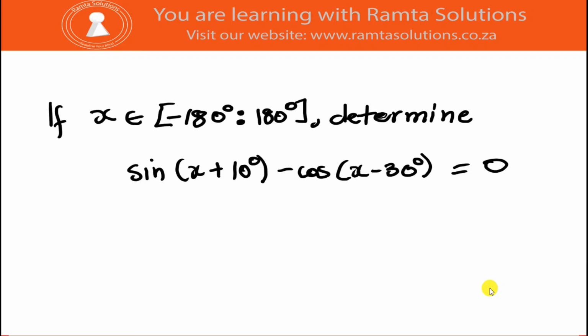Hello, guys. Welcome. Today we are doing a special kind of general solution, but it's not really a general solution, so allow us to call it a particular solution. Why? Because we are finding the values of x in a certain domain. We are told that if x is an element of negative 180 degrees included to 180 degrees included, determine sine(x + 10 degrees) minus cos(x - 30 degrees) is equal to 0.